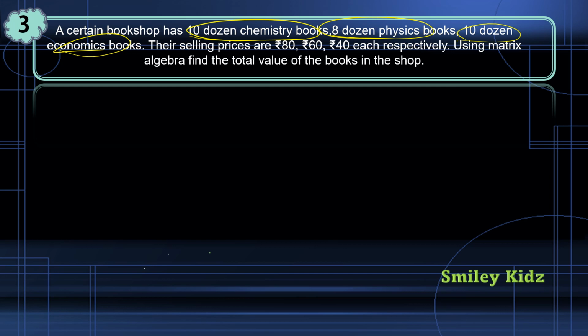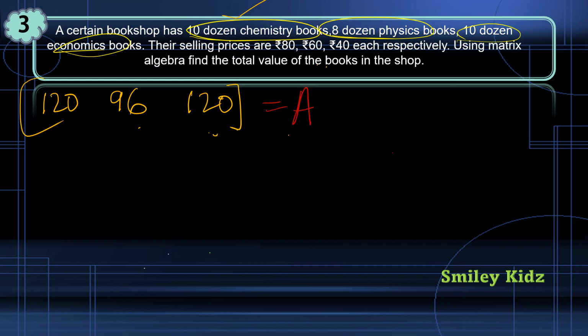Now firstly, 10 dozen chemistry books means 10 into 12, that is 120, right? 8 dozen physics books, 8 into 12, 96. Then 10 dozen economics books, again 10 into 12, 120. This is our matrix A, let's say. Now this is not that hard. Well, let's see. Their selling prices are rupees 80, rupees 60 and rupees 40 each respectively.